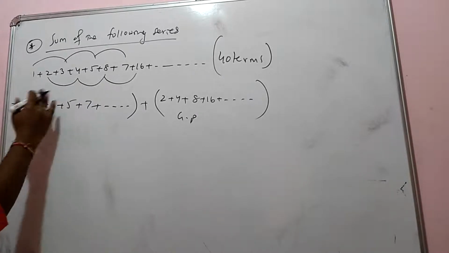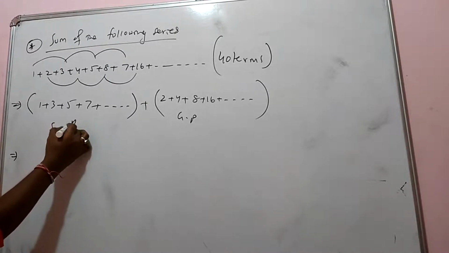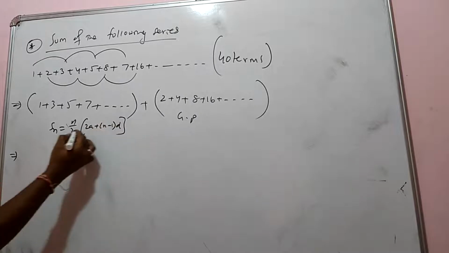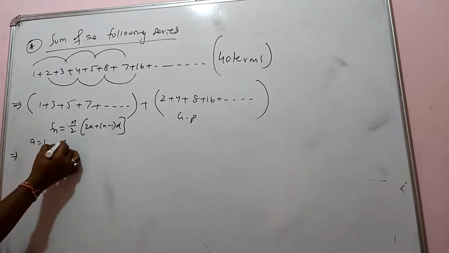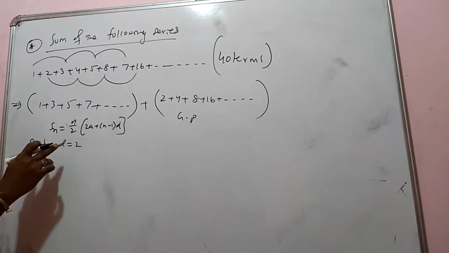go for the formula Sn is equal to n by 2 into 2a plus (n minus 1) into d. You can use this, with a equal to 1 and d equal to 2. You can use this, but I am going to use the direct formula, that is n square.